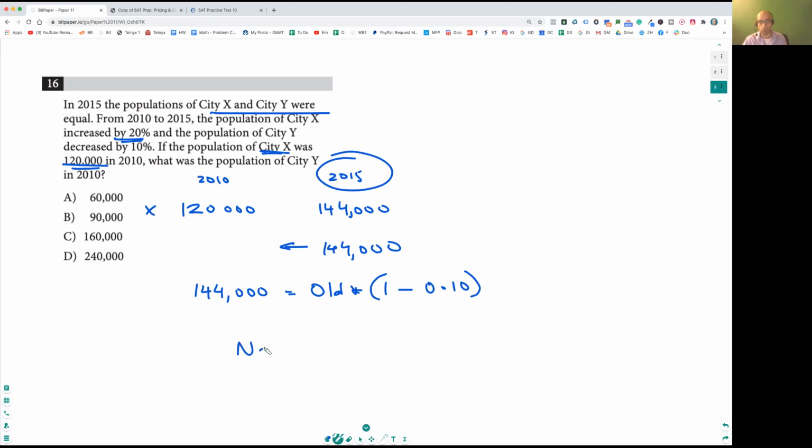That is new is equal to old times 1 plus. This is so important, guys. This formula is very, very important, okay? And then you're just gonna write down old times 0.9, and this is 144,000, right? And then you just divide by 0.9.